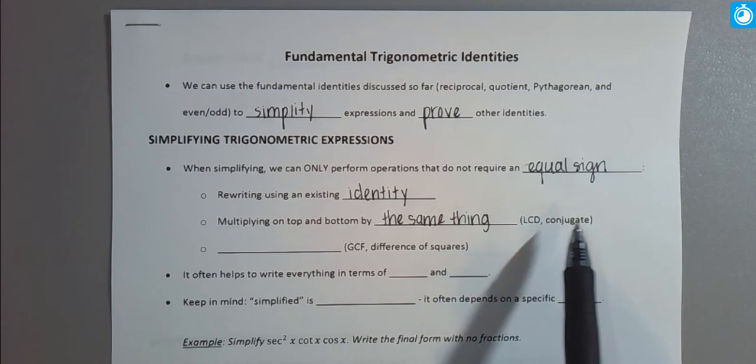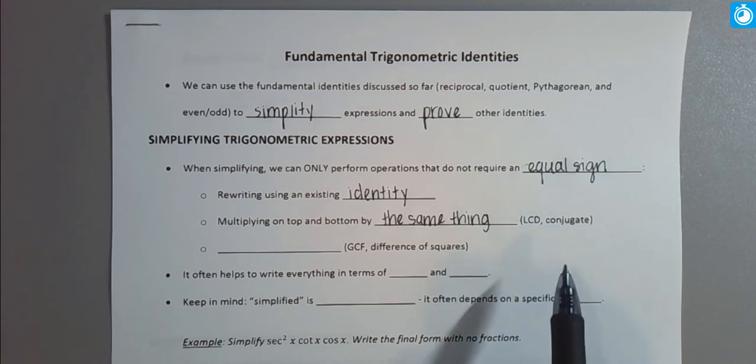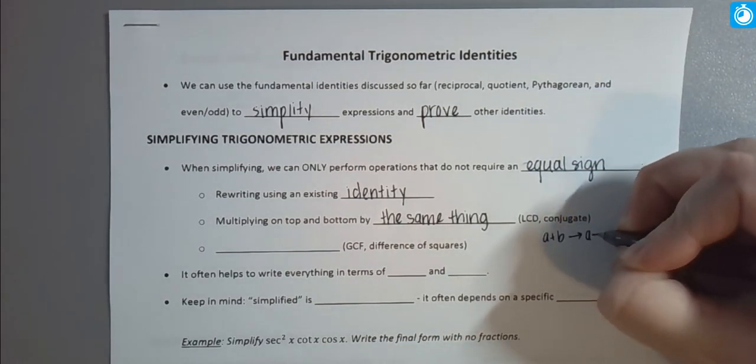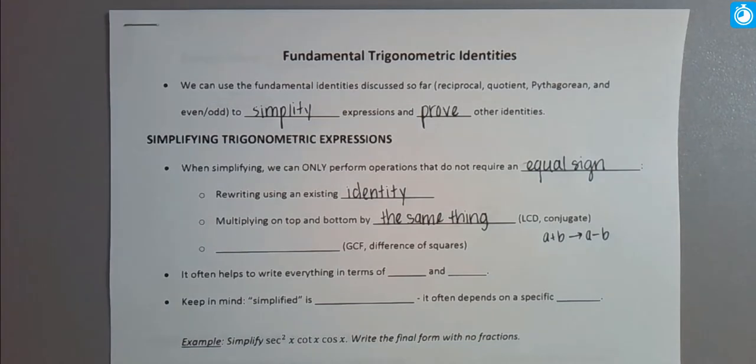There's also a strategy called multiplying by the conjugate of something. If we have something like a plus b, the conjugate of a plus b is a minus b. So in certain situations, multiplying by the conjugate of an expression will be a strategy we may use. And we can do that, that's legal, as long as we do the same thing to the numerator of our expression as well as the denominator. Because again, multiplying by one thing divided by itself is really just multiplying by 1, which doesn't change anything.